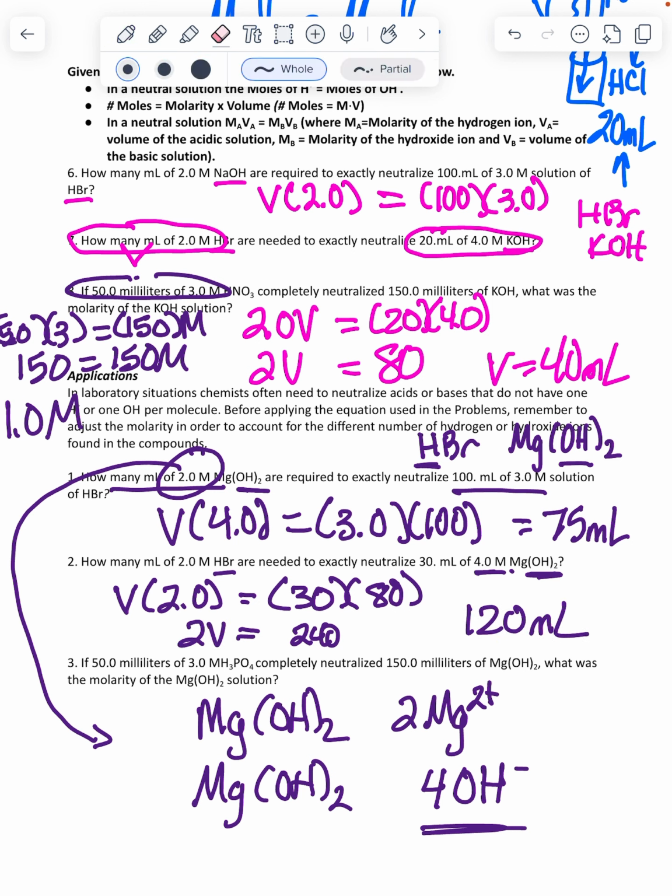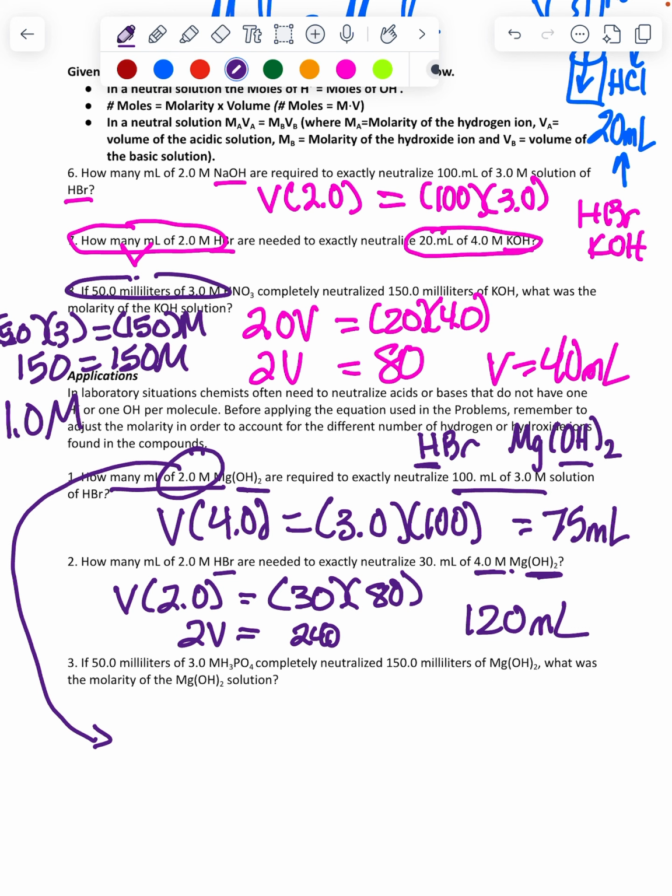Now let's look at this last one here, okay? On this last one, this one's really tricky. H3PO4, Mg(OH)2, okay? So I have 3 molar H3PO4.